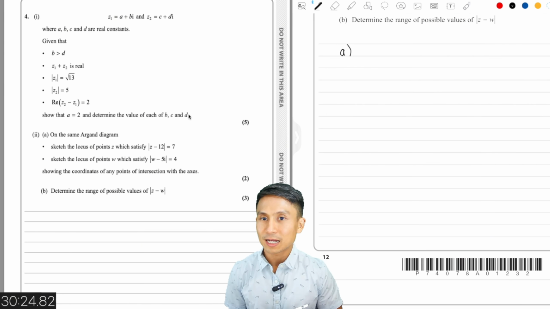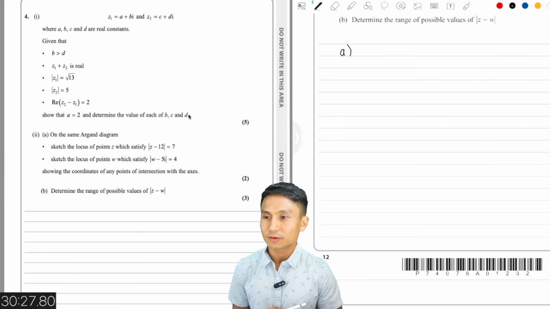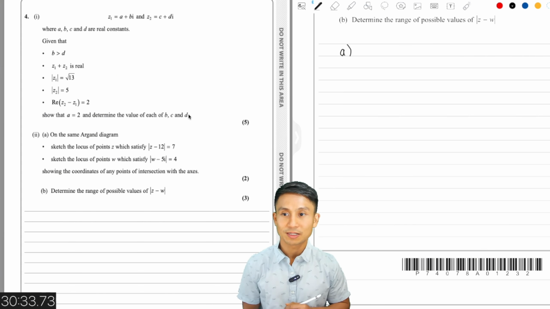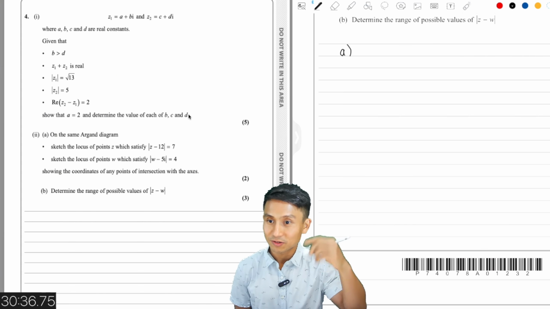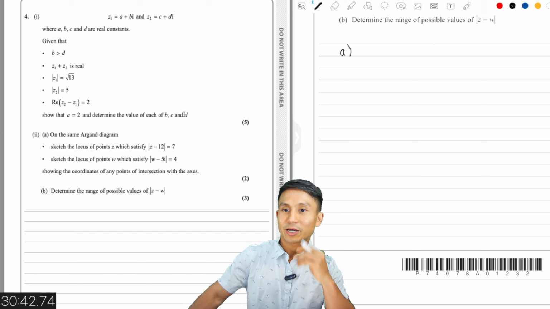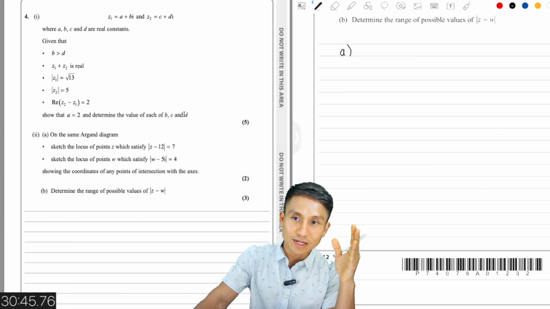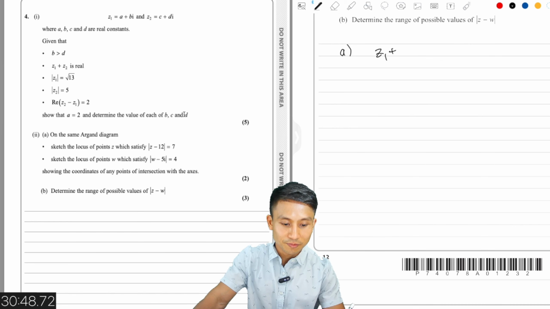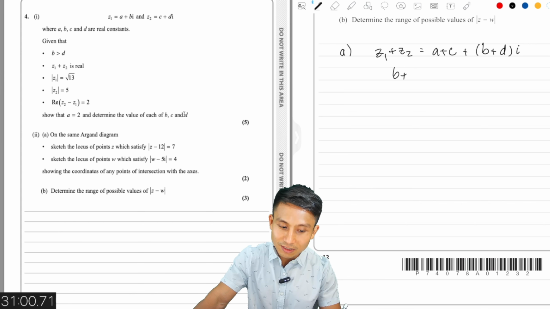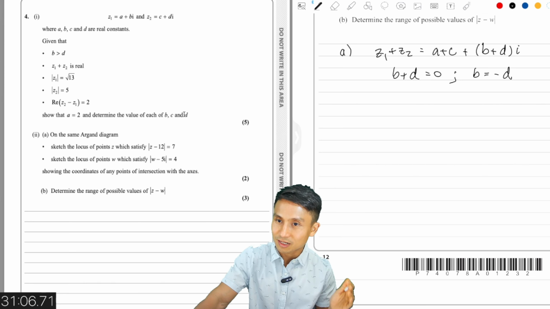Part I, Z1 is that, Z2 is that, A, B, C, D are real constants, given that B is greater than D. Z1 plus Z2 is real. So they give you a bunch of information: show that A equals 2 and determine the values of B, C, and D. We're just going to go one by one. Z1 plus Z2 is real, so if we add them up, it's going to be A plus C plus the imaginary part B plus Di. Because it's real, that means B plus D is 0, or we can say B equals minus D. That's the first piece of information.